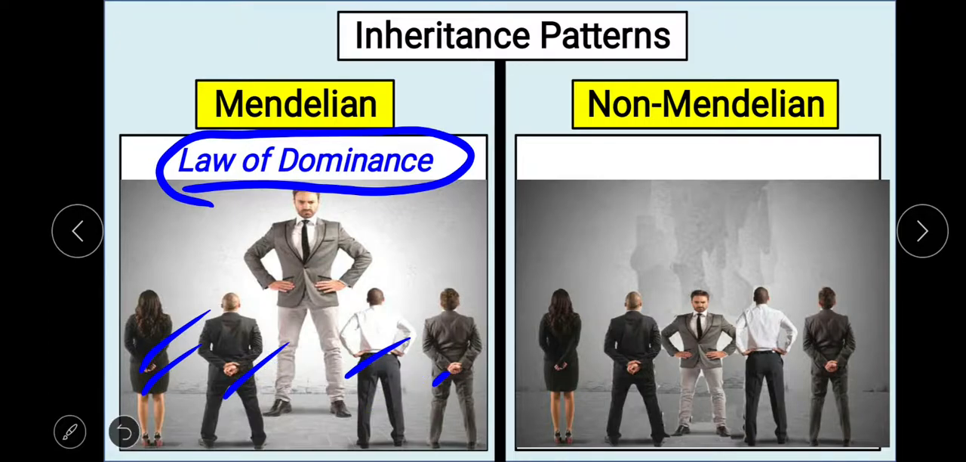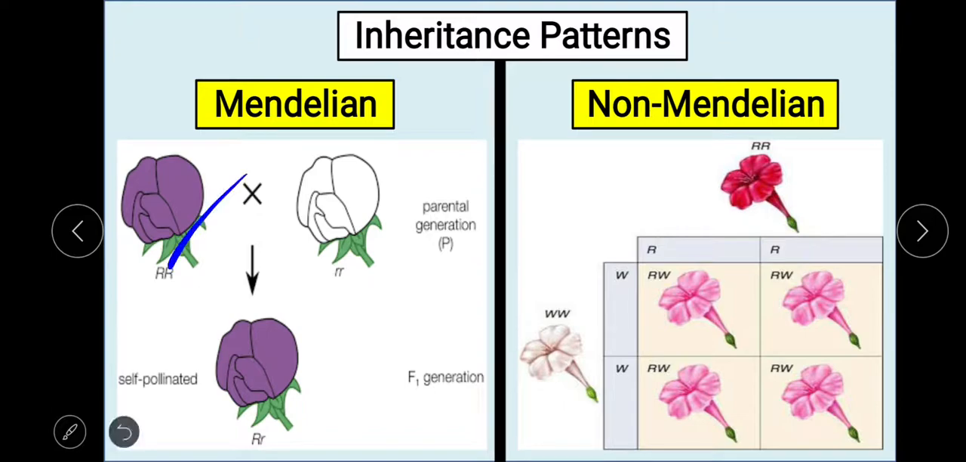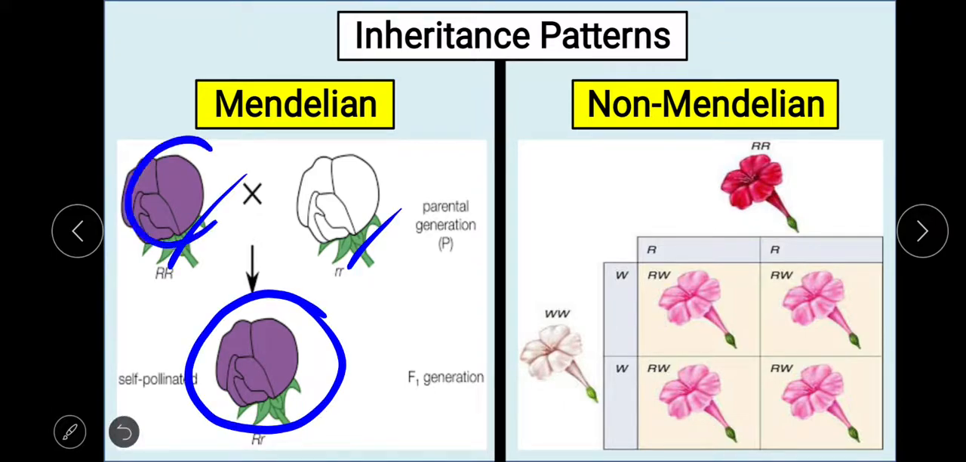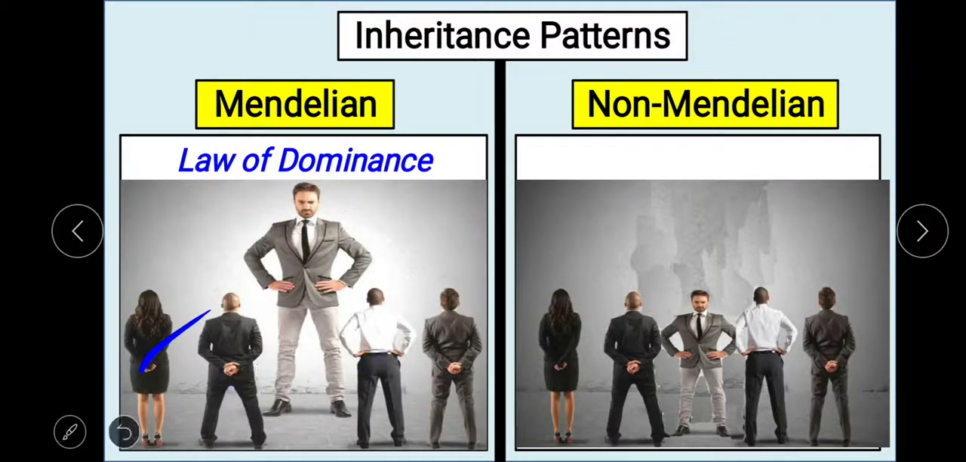So in Mendelian inheritance, the focus is the law of dominance. For example, here, with a violet and a white flower, the resulting one is violet because violet is the dominant. This violet must be expressed. That is the focus of Mendelian inheritance.